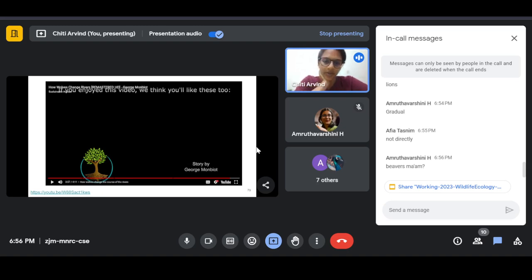What did you see that beavers were doing in the video? What was it shown? What ecological function do they have? Nobody knows what beavers do. Amrita Varshini is correct in that beavers closely interact with rivers.